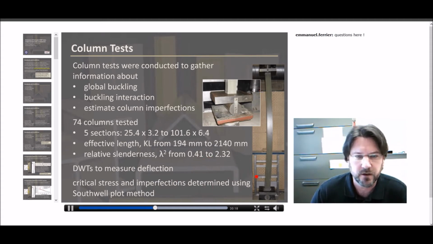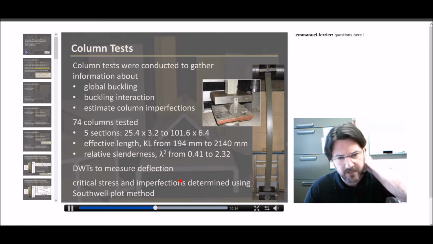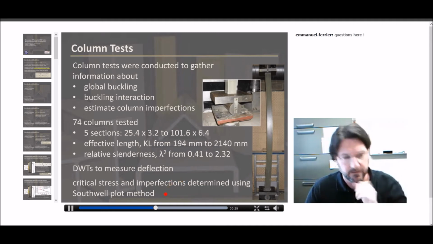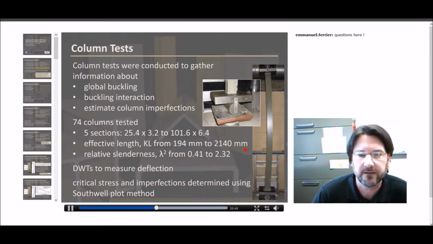Displacements were measured along the height of the column using draw wire transducers, so we were very confident in our displacement measurements. We actually used digital image correlation in some cases as well. And the critical stresses and imperfections were all determined using the Southwell method. We are using square columns, square pultruded shapes. The boundary condition that we used for the column buckling, you can see here, permits buckling in only one direction. And this is really just to simplify data reduction and data acquisition for us. We knew which way the column was going to buckle about one axis.